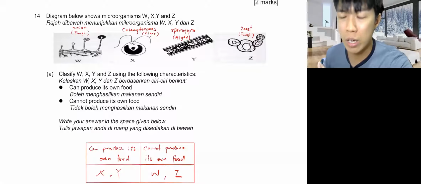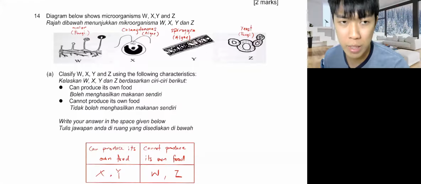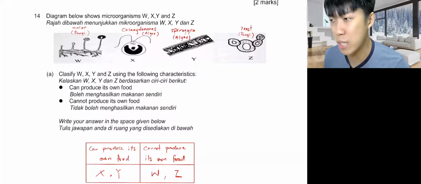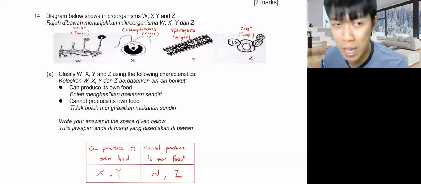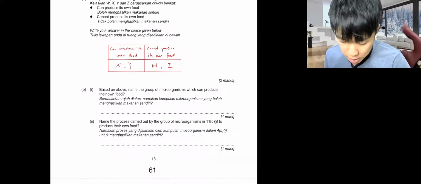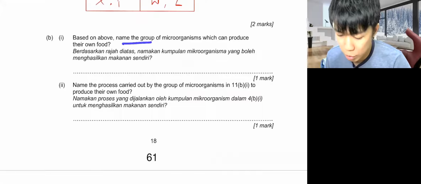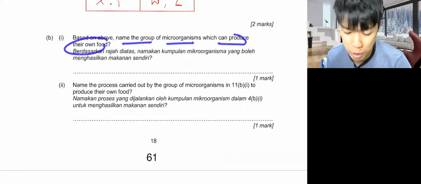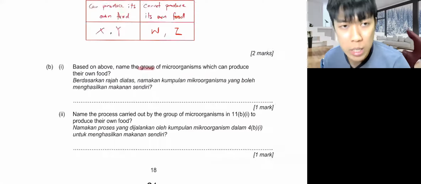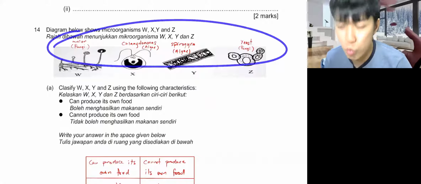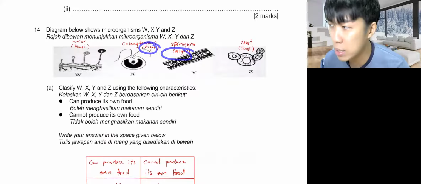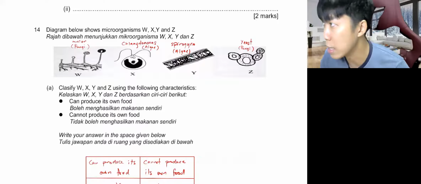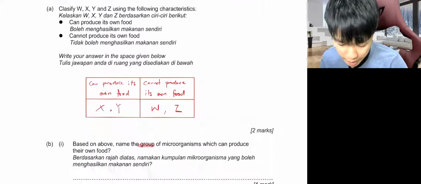So fungi has no autotrophic method, by the way. Yeah, algae is 100% autotrophic. Algae will not make you fall sick. There's no parasitic algae. There's no saprophytic algae as well. There's only autotrophic algae. Okay, so based on the above, name the group of microorganisms which can produce their own food. The group, everybody, the group. When you name them and you write their group, you're 100% correct already. So your answer is, everybody, algae. Is that right? Okay, next one.